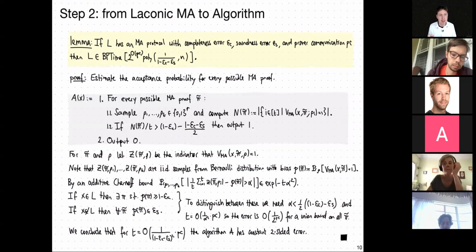In this case, the estimate cannot just be some constant. In that case, maybe we did it to 1 over 10. Here, because we have a general completeness error and a general soundness error, our estimate has to be measured against those. So we're going to take half the distance between completeness and soundness.